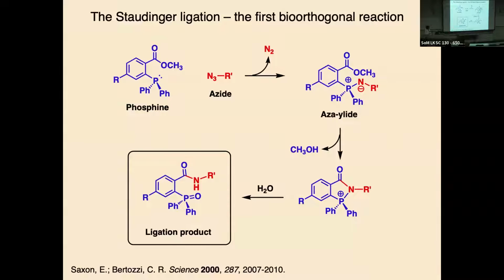And now, eventually water will still cleave the phosphorus-nitrogen bond, but this cyclization is so much faster than the hydrolysis that by the time water comes along and does its job, the amide bond will hold the red part and the blue part together, even though the phosphorus-nitrogen bond has been cleaved. So we call this the Staudinger ligation, because it actually ligates two things together and the ligation product is stable in water. And this was the first bioorthogonal reaction that we had at our disposal to try to do some in vivo chemistry for imaging purposes.